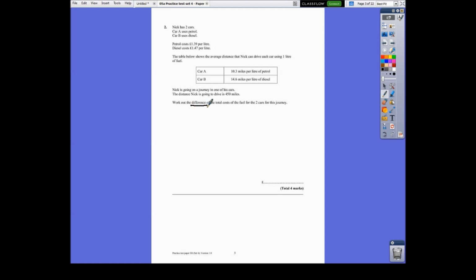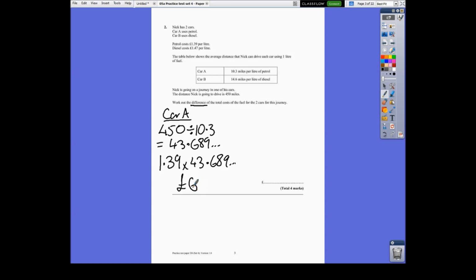The key word there is difference. So for car A, if he's going to travel 450 miles and the car will do 10.3 miles per litre, we do 450 divided by 10.3. Obviously this is a calculator paper, so we can do that on a calculator, it's 43.689 litres, and the price per litre is £1.39. So £1.39 times 43.689, you can leave that in your calculator so you don't have to round it off. That will give you £60.73 rounded to the nearest penny.